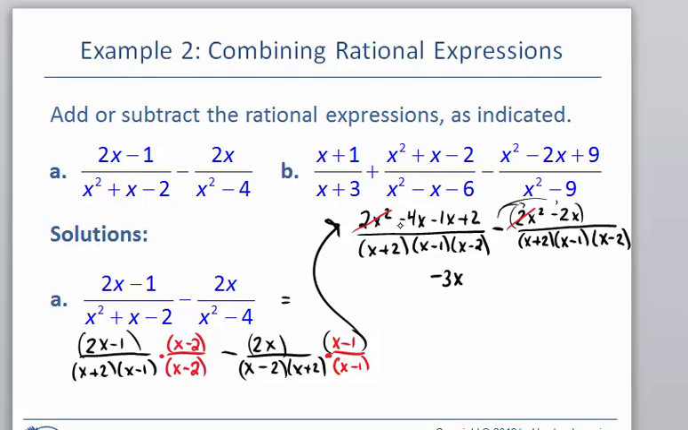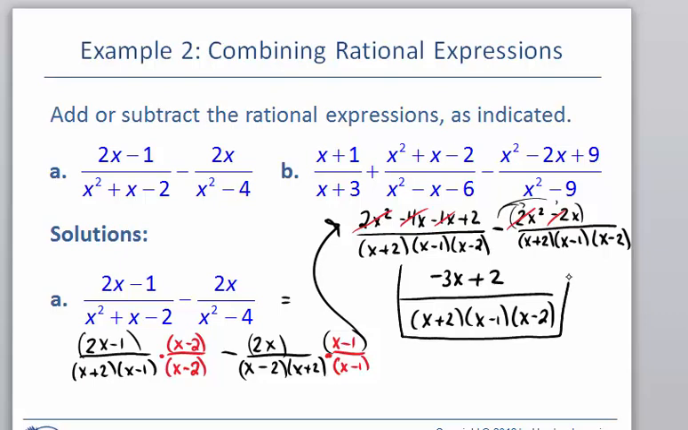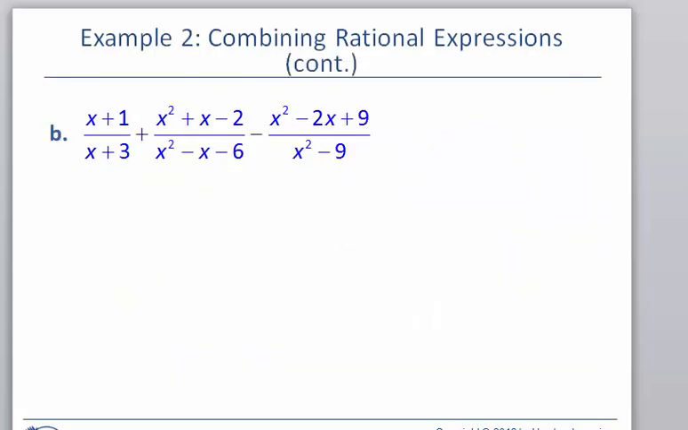And that has now taken care of all of those terms. And then we have a plus 2. And we have it over x plus 2, x minus 1, and x minus 2. And this is our simplified version of our rational expressions added together. All right, so let's move on and look at part B.